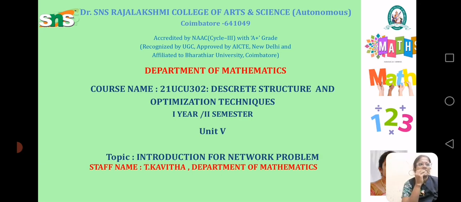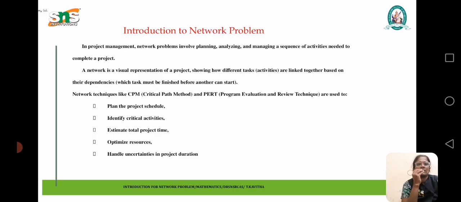Today's topic is network problem. In operations research, a network problem involves optimizing flow, for example of goods, materials, or traffic, or finding the shortest path across a network of nodes and connections. These problems are often solved using techniques like linear programming or network flow algorithms.